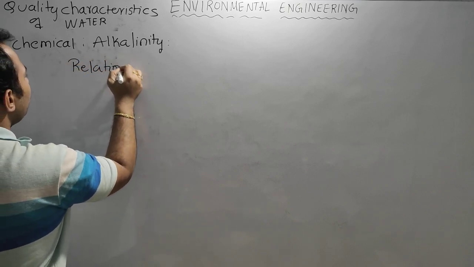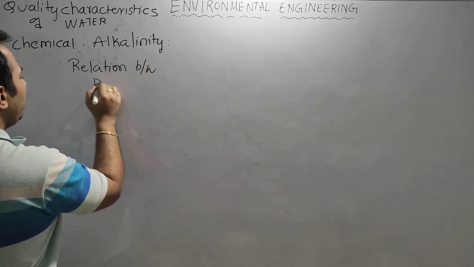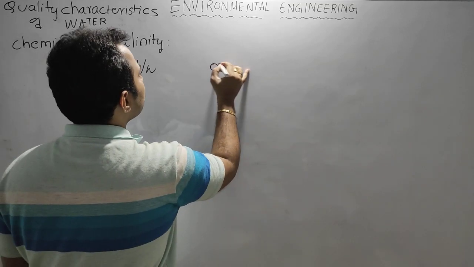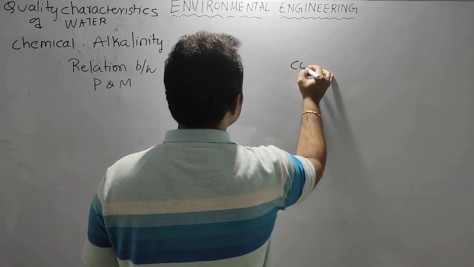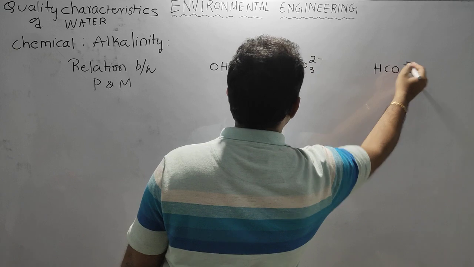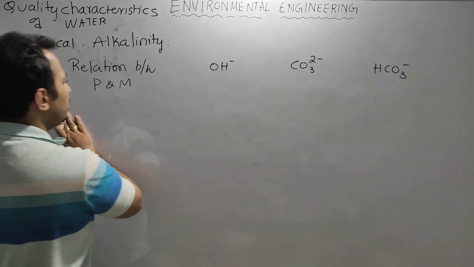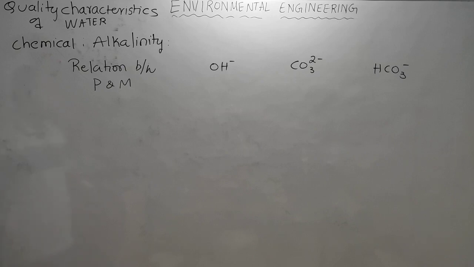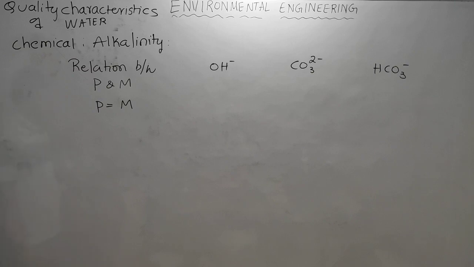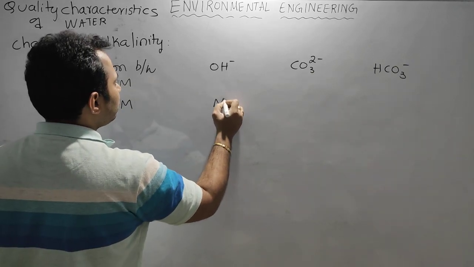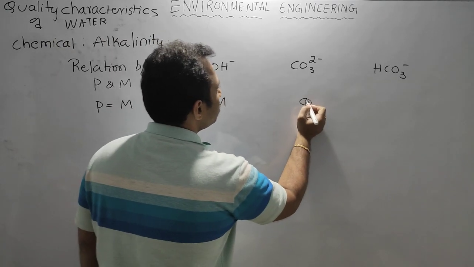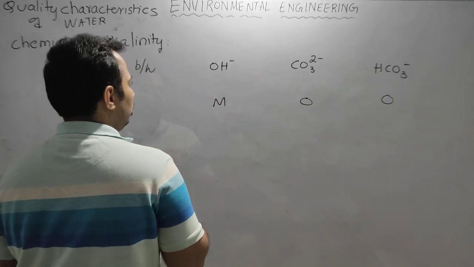So the relation between P and M, and the concentration of OH minus, the concentration of CO3 2 minus, and the concentration of HCO3 minus for different conditions. The first condition, when P is equal to M. When P is equal to M, then OH minus concentration is M, and CO3 2 minus is 0, HCO3 minus alkalinity is 0.